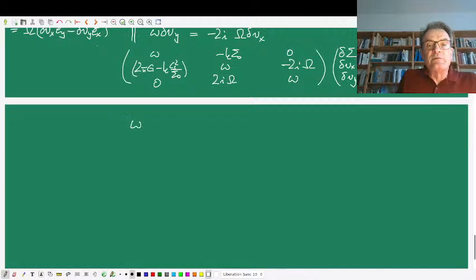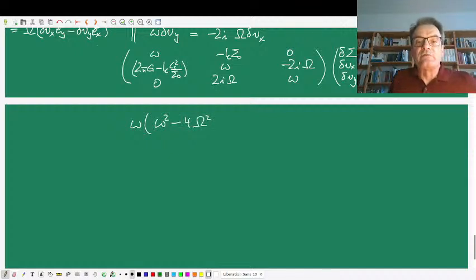That's going to be omega times the determinant of this 2 by 2 submatrix. That's omega squared. Now minus 4i squared omega squared. So that's minus 4 omega squared. Right? If we multiply these two together, we get plus 4 omega squared. We need to subtract this, we get a minus sign.